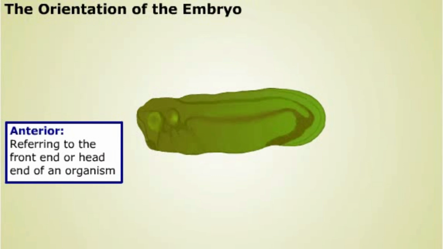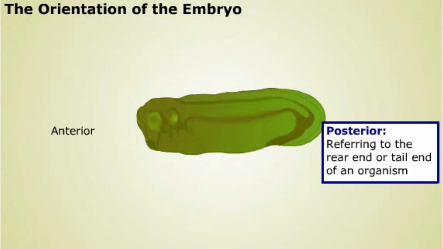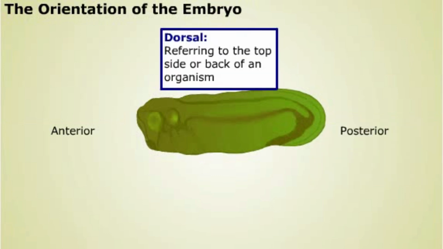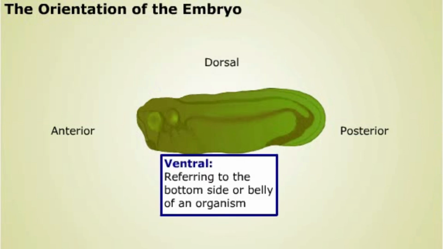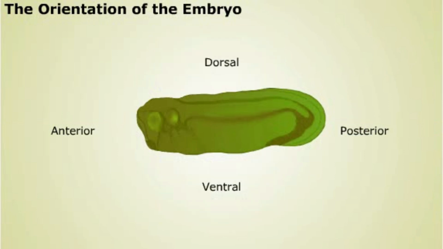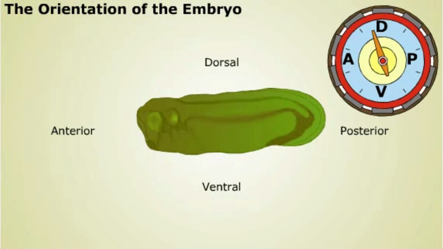The front or head end of the embryo is called the anterior. The rear end is the posterior. The top or back of the embryo is called the dorsal side, and the bottom is the ventral side. These terms are rather like a biological version of the points of the compass.